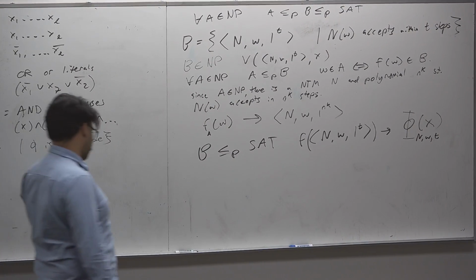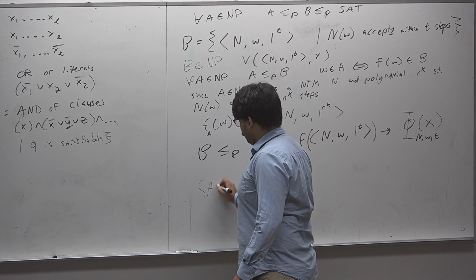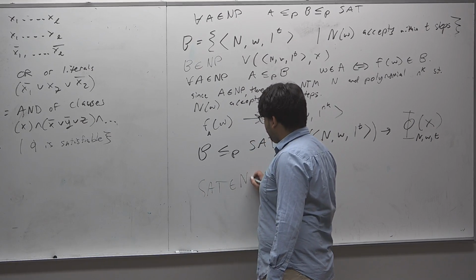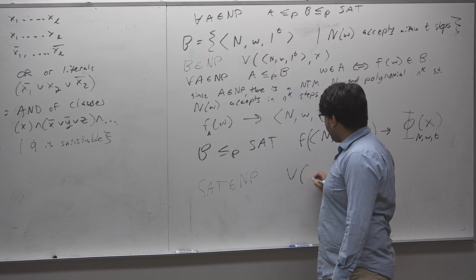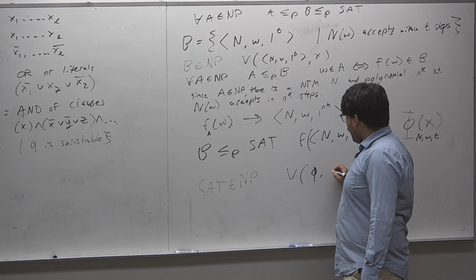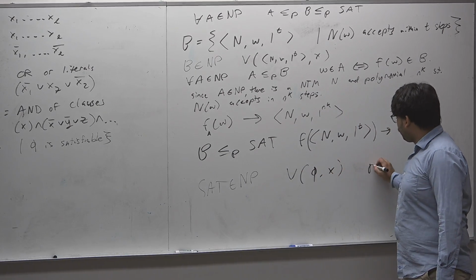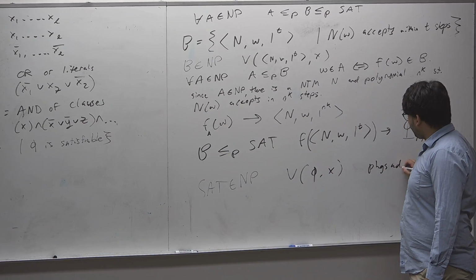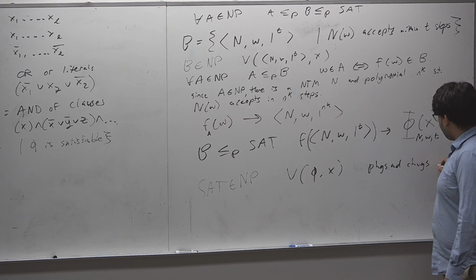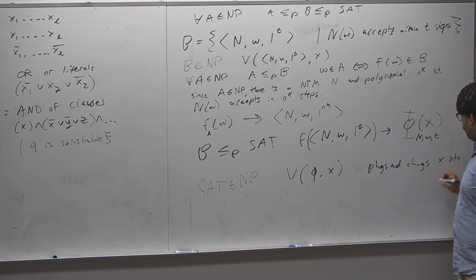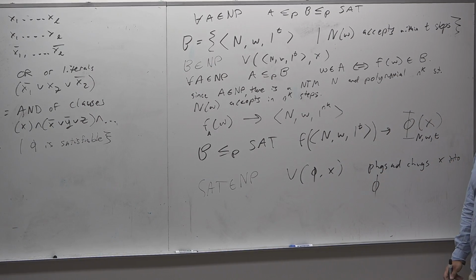Because you can plug in a candidate solution and evaluate it in no time. QED. SAT is in NP. Why? The verifier, on input A, C, and F, and witness X, plugs and chugs X into phi, right? There's some more that needs to be said here, but not really.